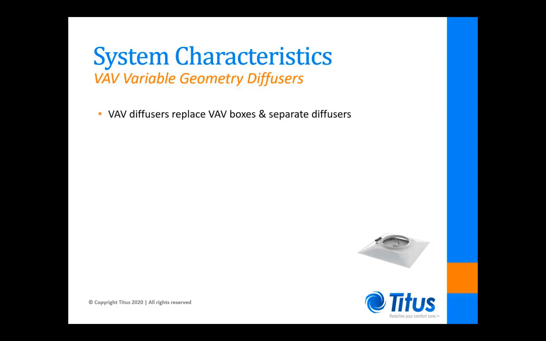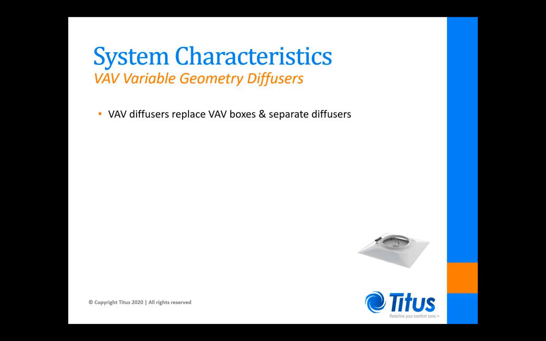VAV diffuser systems are designed in a similar manner to conventional VAV with just a few minor differences. Generally, the VAV boxes and separate diffusers will be replaced by VAV diffusers, although on larger buildings, a mix of VAV diffusers and conventional boxes are often used.